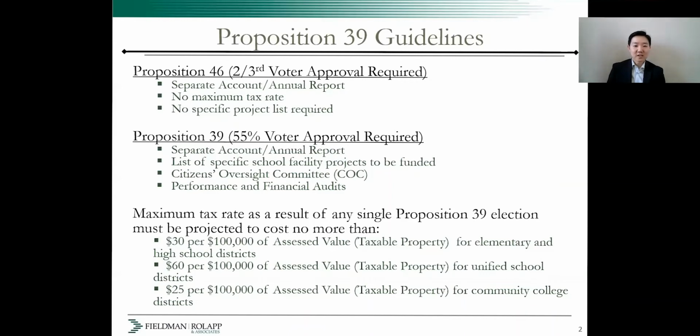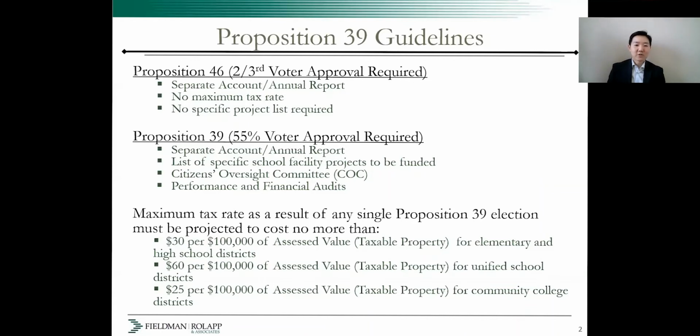And this COC, or Citizens Oversight Committee, is tasked with reviewing the annual performance and financial audits of the bond program. However, even with these additional requirements, the vast majority of school and college district bond measures are of the Prop 39 variety due to the lower required voter threshold.